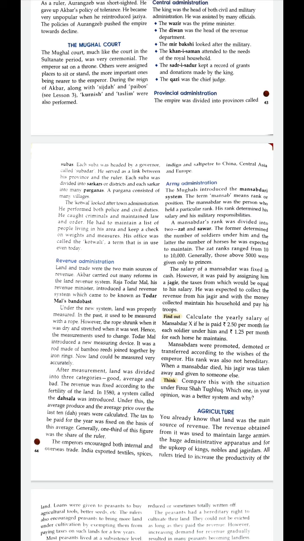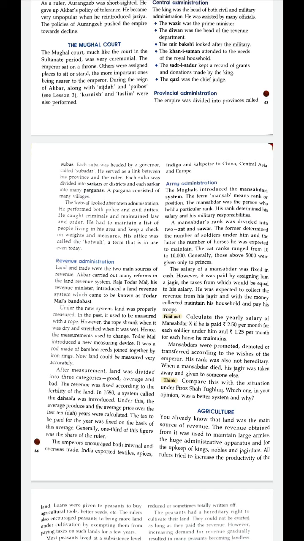Clear? Now, next we will move on to agriculture, okay, which is our last part of this chapter. Now, agriculture, as you know, was the main source of revenue, isn't it? And the revenue obtained from it, what did the king used to do? The king used to maintain a large army, the huge administrative apparatus he used to maintain, and for the upkeep of the king's nobles and jagirdars, for giving the salary, he used to use the revenue collected from the land.